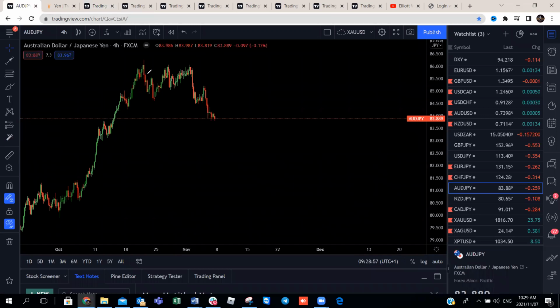Now, AUD yen, you saw this one during trade recaps. We're simply looking for this one to get into the blue box. Are we going to get a reaction there? That's what we're going to be looking for into the new week. So we're going to be looking for a reaction at that level.